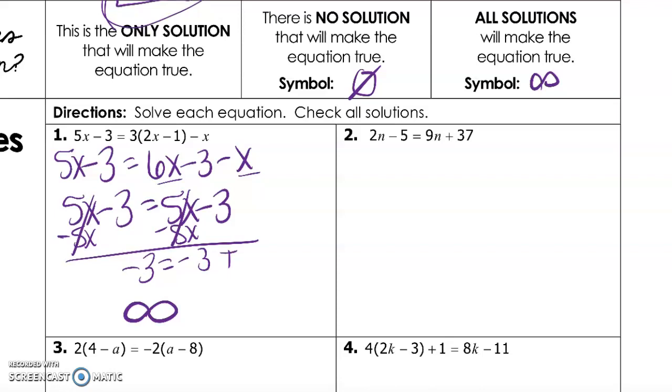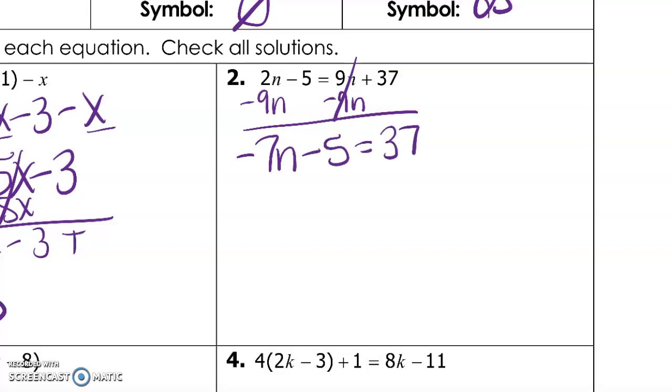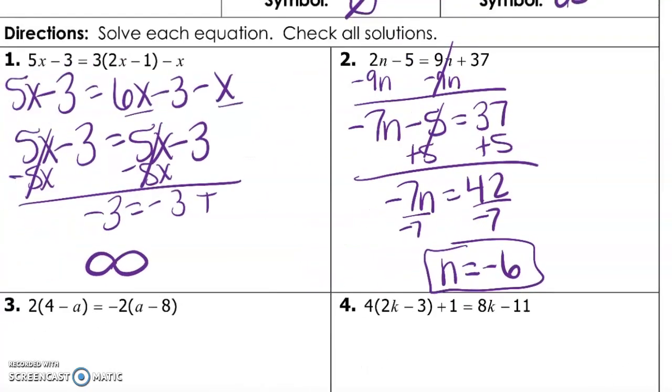But if they don't, then you're going to have your normal solving. So I'm going to minus 9n from both sides. That cancels. Negative 7n minus 5 equals 37. Add 5 to both sides. Negative 7n equals 42. Divide, and n equals negative 6. So you will still have your regular answers in these problems. Everything's going to be all mixed together. So you don't have to get no solutions or infinite solutions. They will all be mixed in together.